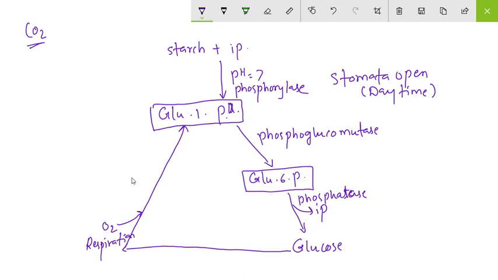The CO2 which is released during respiration accumulates there, and therefore it reduces the pH. In that reduced pH, in presence of the enzyme hexokinase, this ATP is converted into ADP. That means there is utilization of ATP.